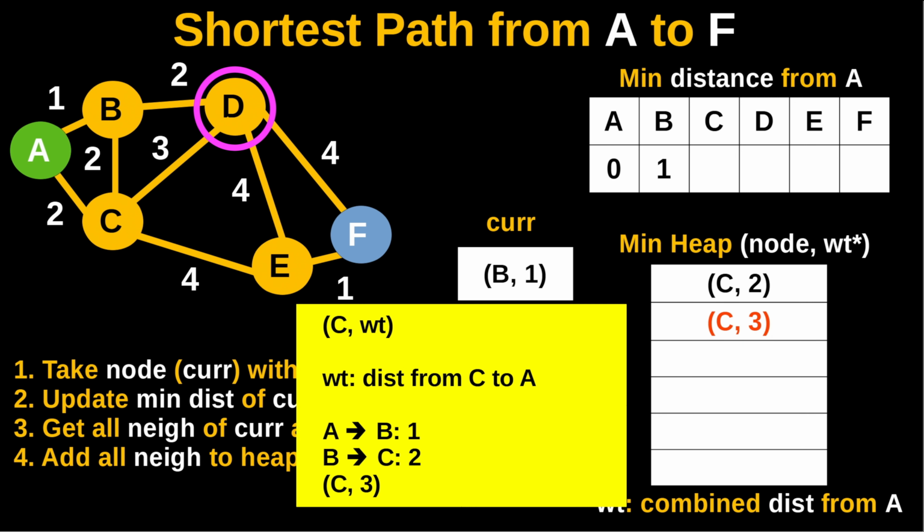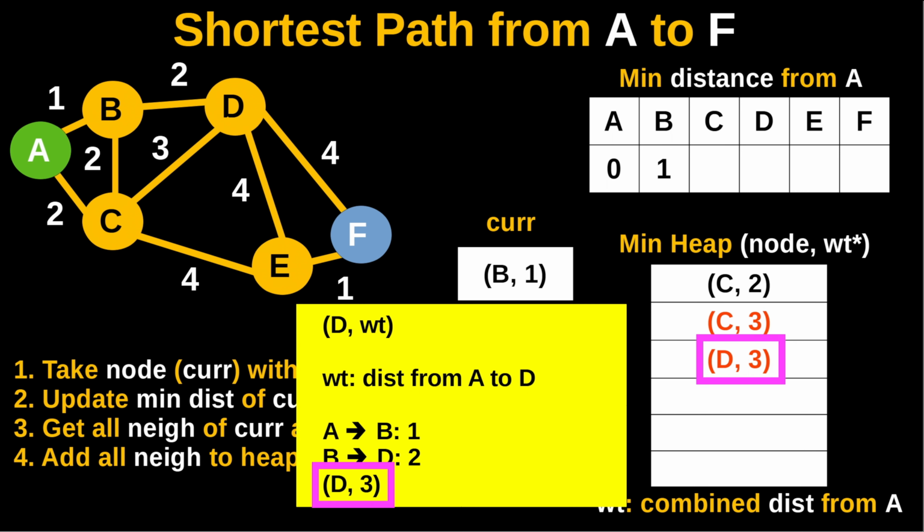The next neighbor is D. Again, we are making a tuple with D and the weight is the distance between A to D. We will decompose the distance of A to D into A to B and B to D. Looking at the graph, B to D has a distance of 2. A to B, we can obtain this value by either looking at the minimum distance table here or the weight of the current tuple here. Adding these two values together, we have the value of 3.